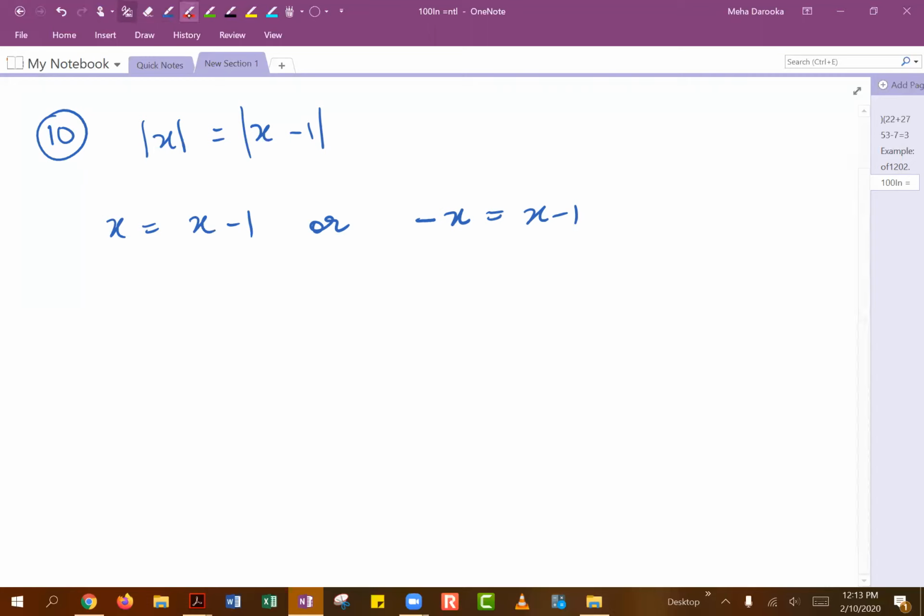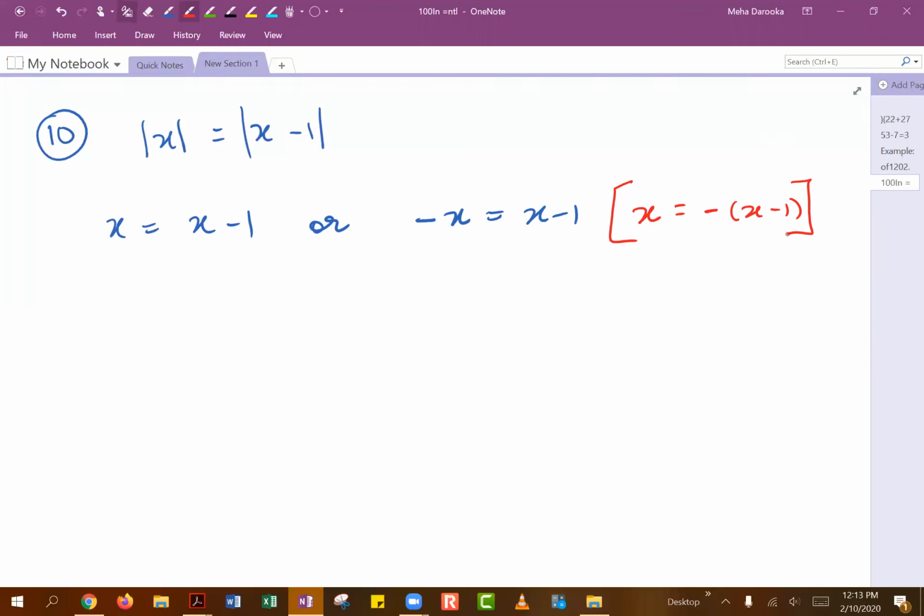Or you can also write this as x as it is and put the negative on the right-hand side. So do one or the other. So it would be negative x equals x minus 1. Yeah, you're just bringing negative on one side, not both.